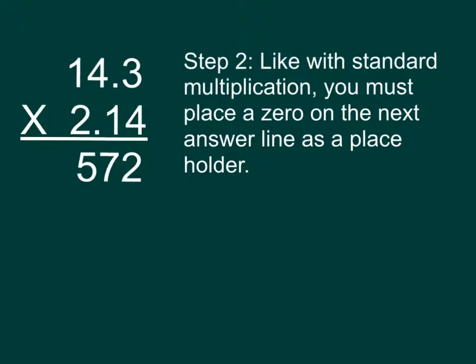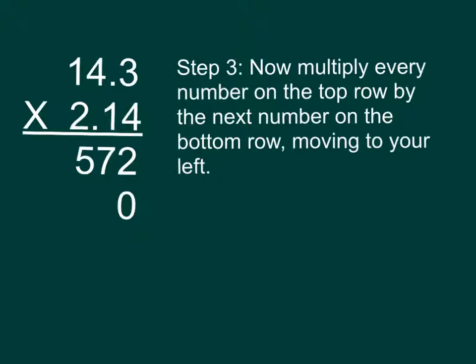Step 2 is just like we've done in standard multiplication. We need a placeholder, so now we're going to be multiplying that 1 on the bottom line, and so the 1/10. And so we're going to go ahead and place a 0 on our next line here as a placeholder. Now we're ready to multiply the next number over. From the left over is the 1/10. So 1 times 3 is 3, 1 times 4 is 4, and 1 times 1 is 1. And that completes step number 3.